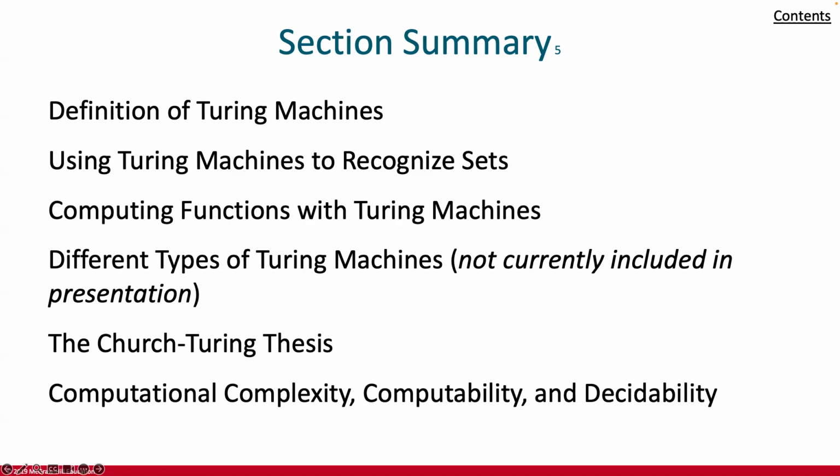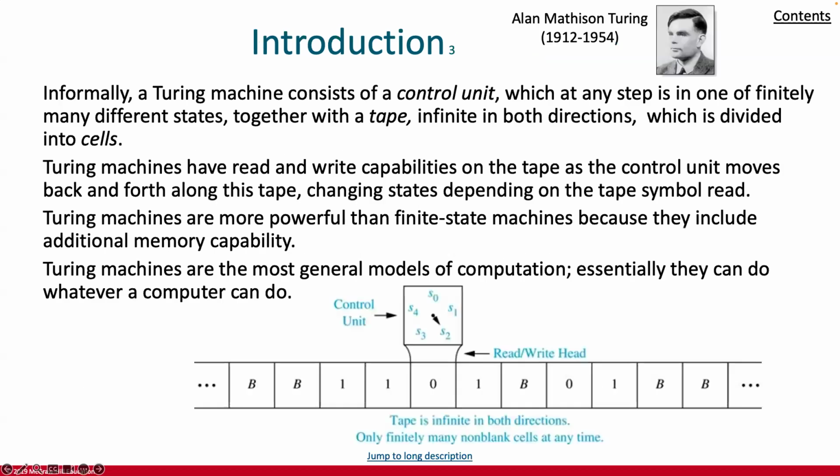Turing machines are more powerful than finite state machines because they include memory capabilities that finite state machines lack. And we can show how to use Turing machines to recognize sets, including sets that cannot be recognized by finite state machines. And we can also show how to compute functions using Turing machines. Turing machines are the most general models of computation. Essentially, they can do whatever a computer can do. Note that Turing machines are more powerful than real computers, which have finite memory capabilities. So those are just a few thoughts here.